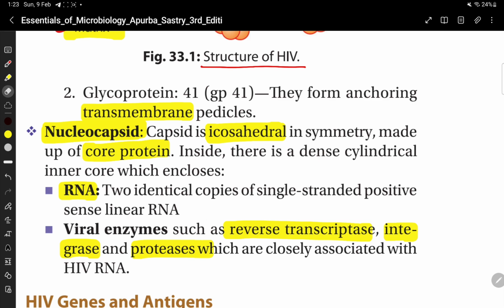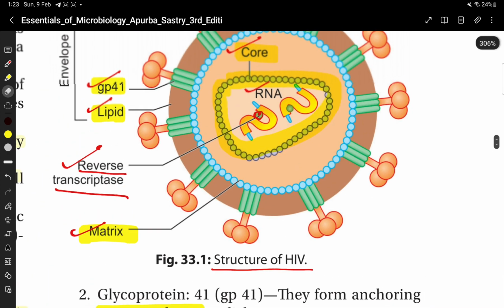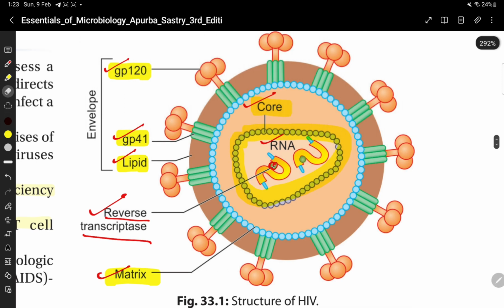Viral enzymes like reverse transcriptase, protease, and integrase, which are closely associated with the HIV RNA. So, this is the structure of HIV.